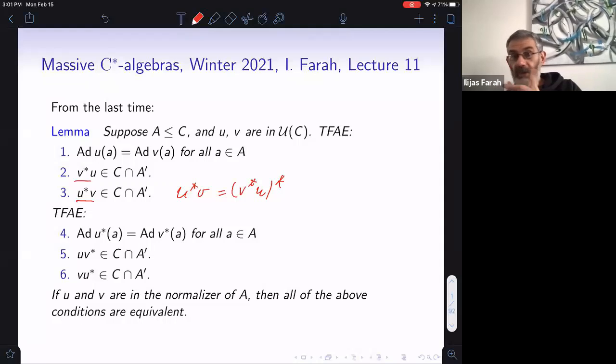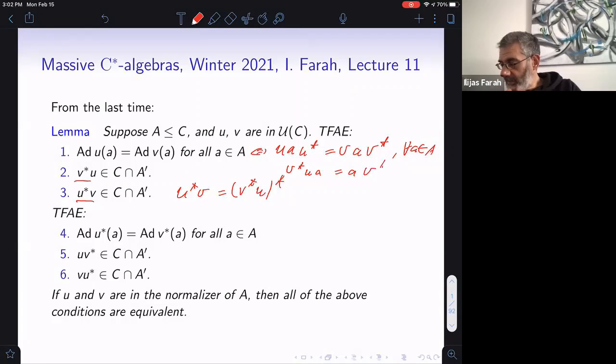Also, equivalence of 1 and 2 is trivial. That is what I proved last time, but let me just say once again. What 1 says is that U A U star is equal to V A V star for all A in A. Now, if you multiply by, let's say, V star on the left and U on the right, you get exactly what you want. This is V star U A is equal to A times V star U, again for all A in A, and that's exactly what 2 is saying.